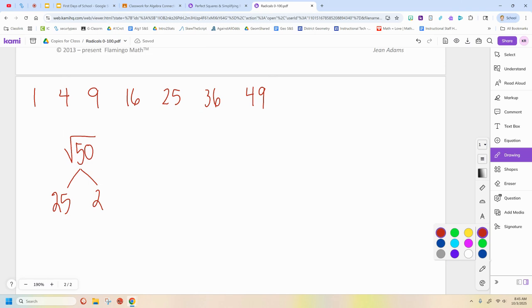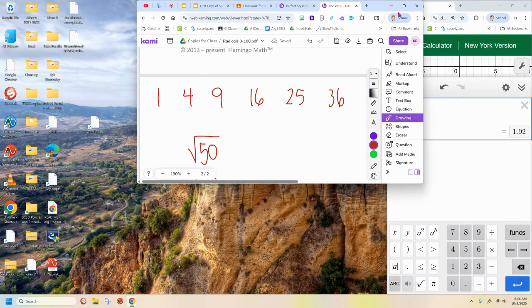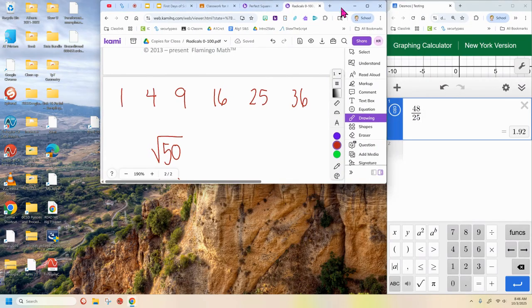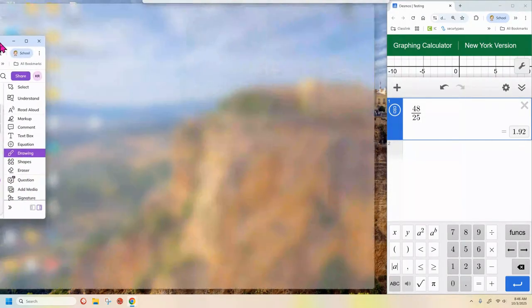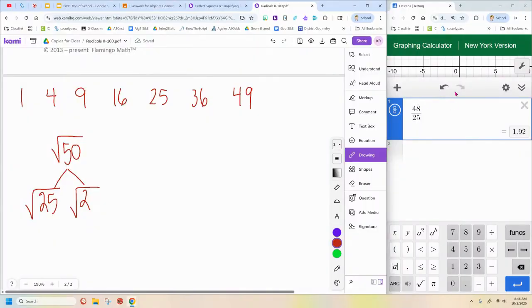Now, because this has a radical on it, or a square root symbol, I'm going to put a square root symbol on this and a square root symbol on that. And now, just so you guys kind of understand what's happening, I'm going to do two different things. I'm going to go here to my calculator, and I'm going to put in radical 25. And you already probably know what radical 25 is equal to, right? It's 5. So this part becomes 5.